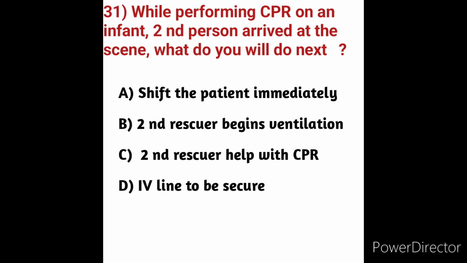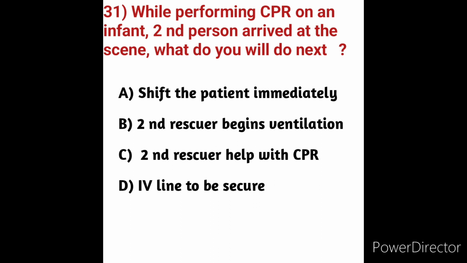Here in this question, CPR is going on for an infant. A second rescuer arrived at the scene. What does the second person have to do? Let's see the options. Shift the patient immediately, rescuer begins ventilation, second rescuer helps with CPR, and IV line to be secured. Once one rescuer performs cycles of 30:2, 30 compressions and 2 rescue breaths, when the second rescuer arrives, perform cycles of 15:2, meaning 15 chest compressions and 2 rescue breaths. I will explain in detail.